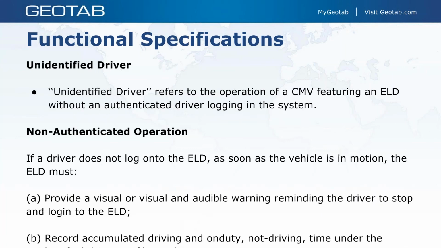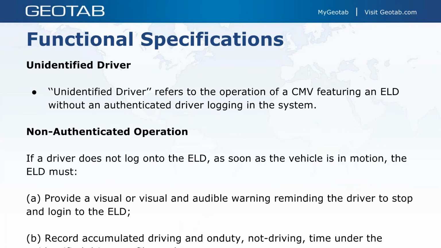Unidentified drivers. So we have something called the unknown driver entity within our system, which really refers to the operation of a commercial motor vehicle featuring an ELD without an authenticated driver logging in the system. So there's certain things that we need to do. One is an audible and visual reminder to the driver to stop and log in.